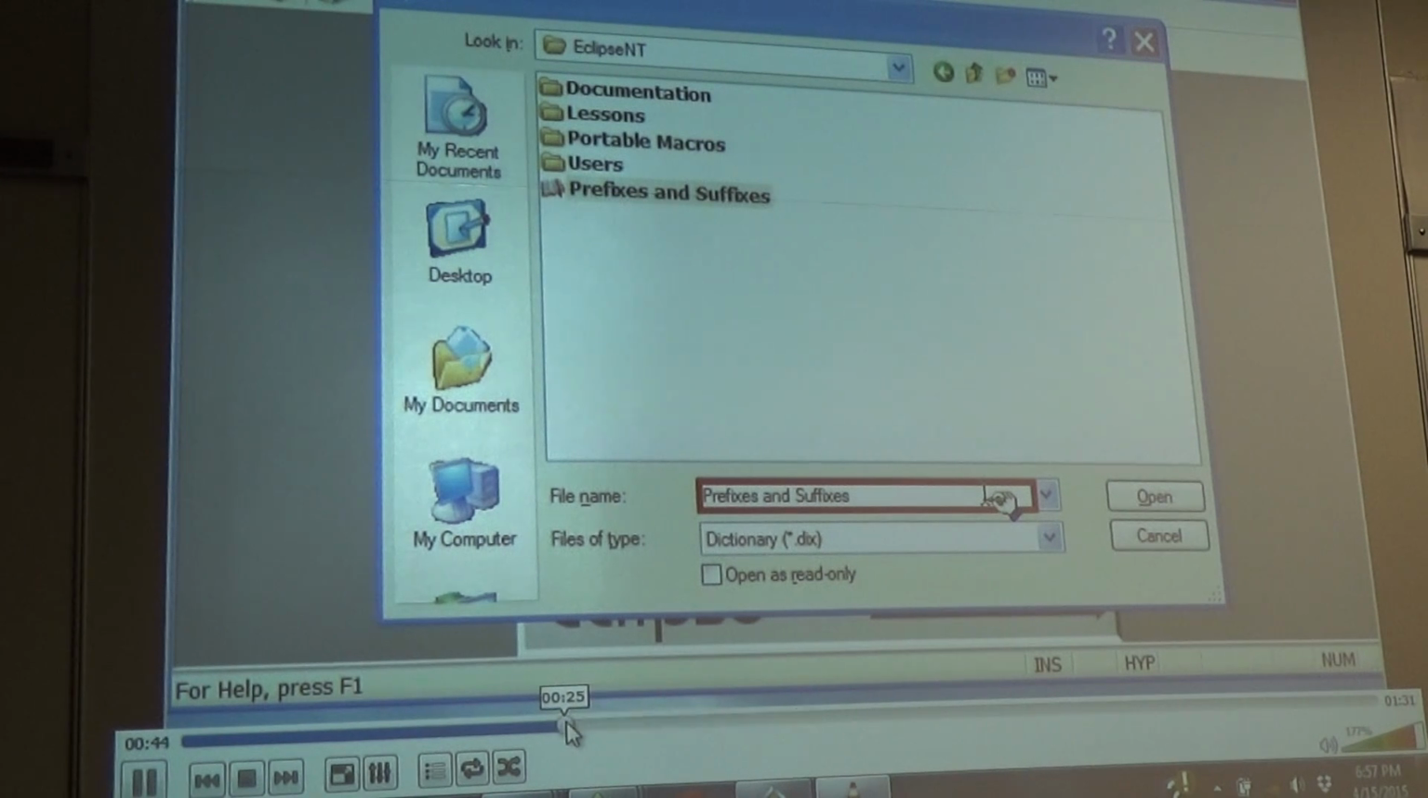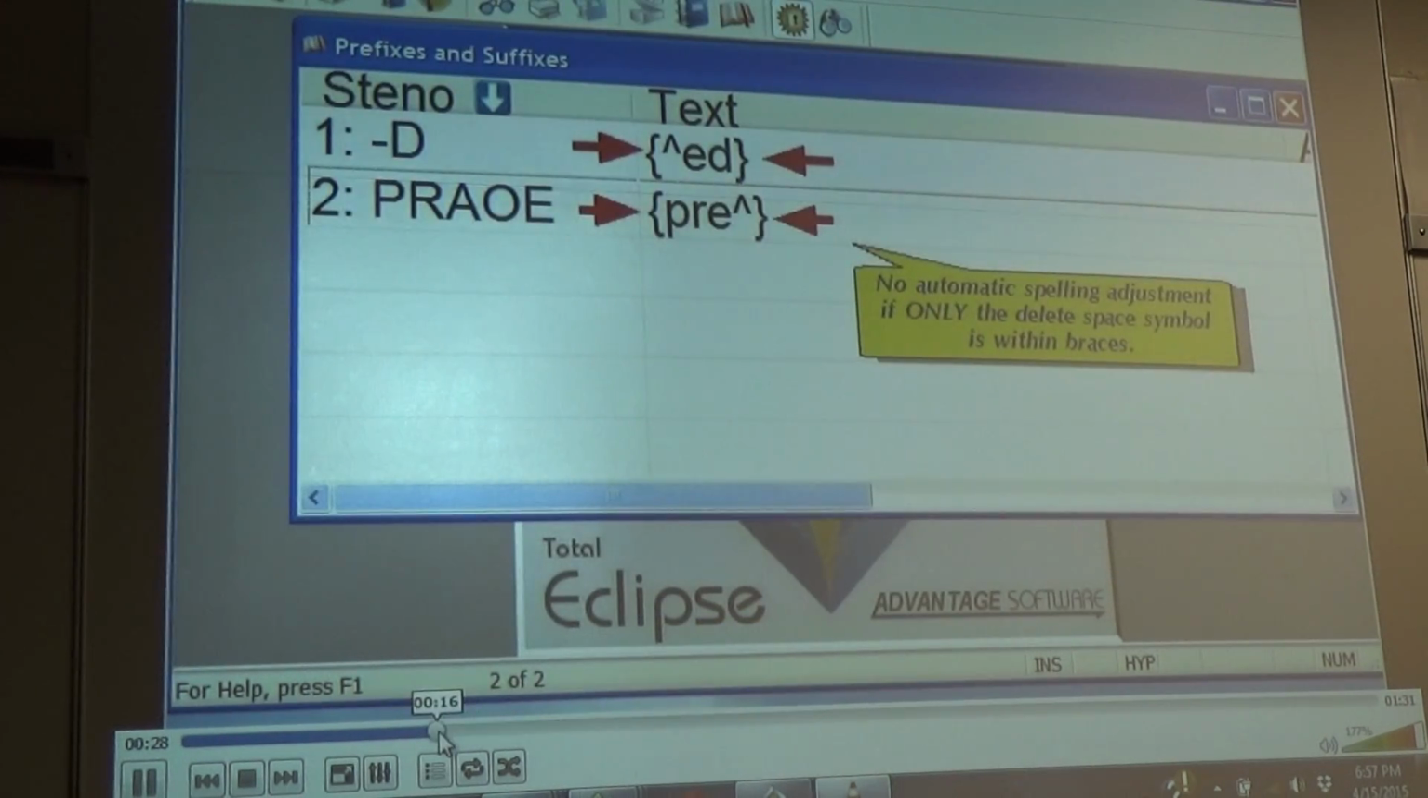Let me play that over. Eclipse does a great job of adjusting spellings as it adds prefixes and suffixes, but please remember, it will only adjust the spellings if braces surround both the delete space symbol and the prefix or suffix text. Very important right there. It will only, did you hear him? It will only adjust the spelling if you keep it in the brackets. Okay? Eclipse will not automatically adjust spellings if only the delete space symbol is within braces.